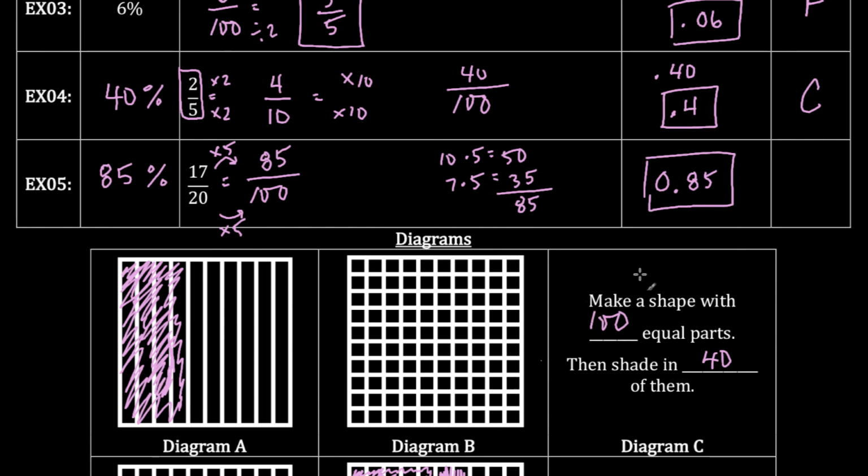So let's use diagram B. 85, so most of this is going to be shaded in. Okay, I'm going to go all the way to here. And let's see. I'm trying to at least touch every single square that I need to cover. Okay, so that's 80. And then 5. So 85%. And that is it.